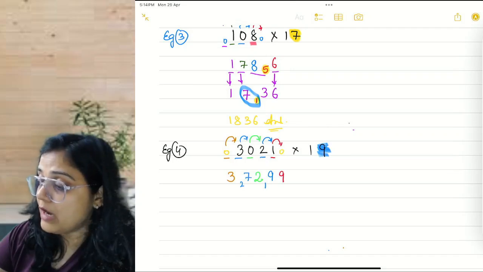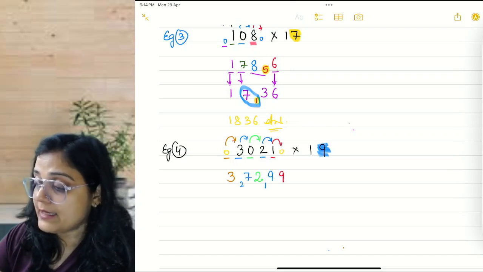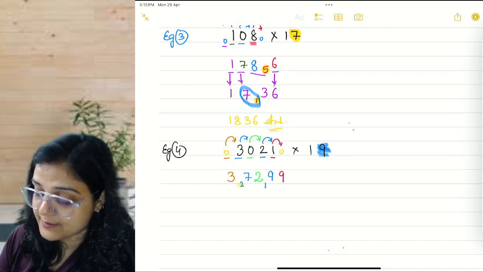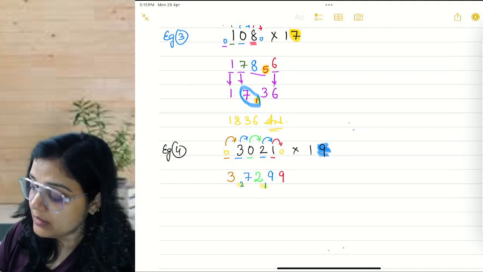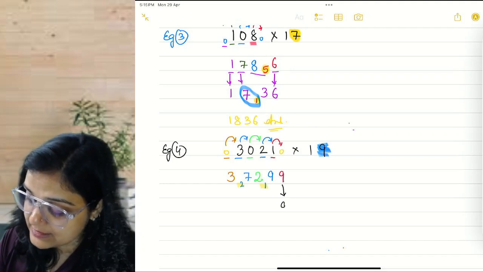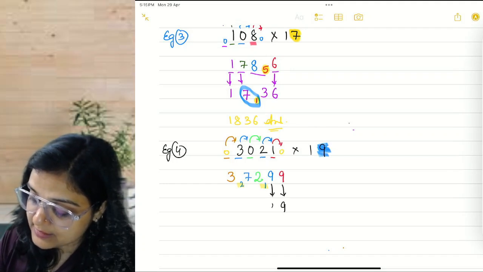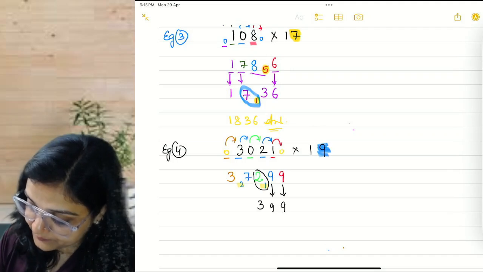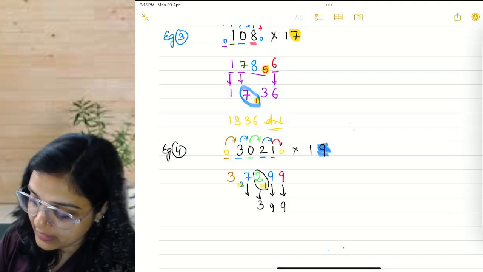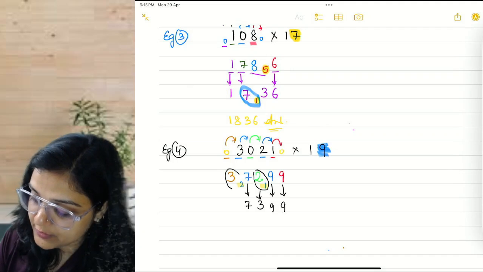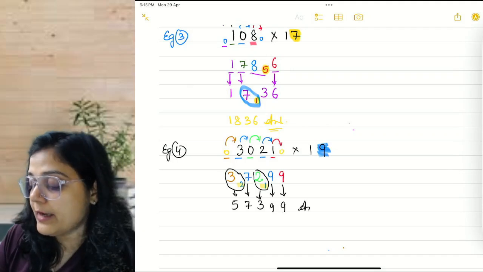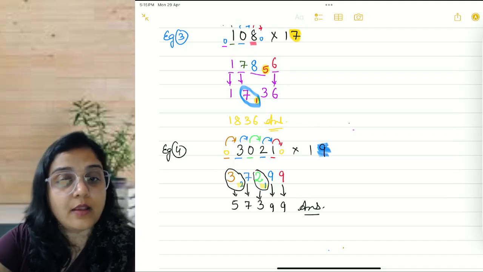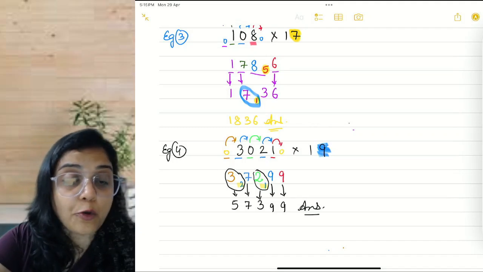Alright, now we have to balance the carries. We just have to balance the carries. We are left with that only. So what will happen? This 9 will come as it is. This 9 will come as it is. 2 plus 1 will become 3. 7 will come down as it is. 3 plus 2 will become 5. So 57399 is my answer. I hope this is making sense now.